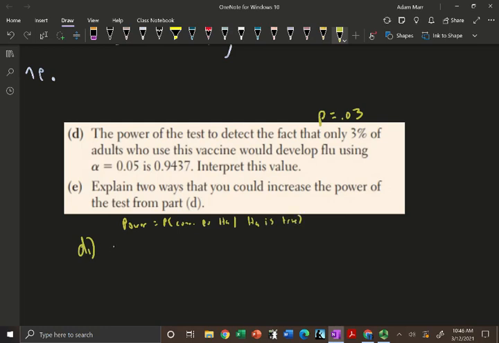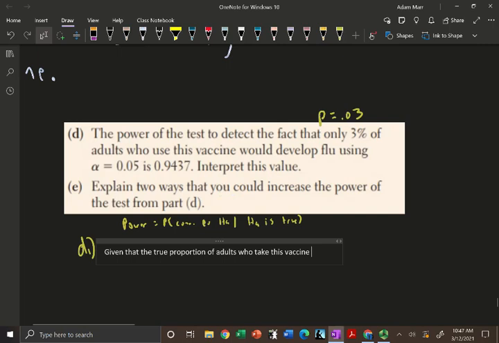So here's how we start out. We're going to say, given that the true proportion of adults who take this vaccine, just to remind you, this was the parameter: the true proportion of adults who get the flu after taking this vaccine, is 0.03.